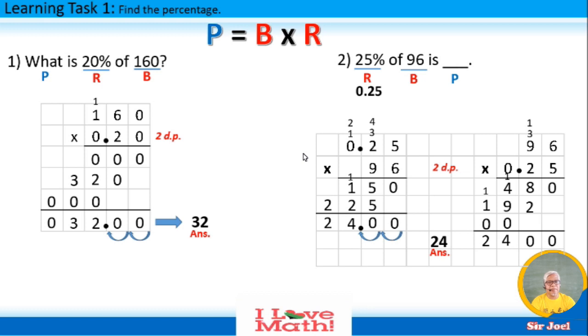At dahil 2 decimal places ang ating i-multiply, from the end, move lang tayo 2 places to the left. At meron na ulit tayong 24.00. Which is equivalent to 24. So, that's it. Okay?